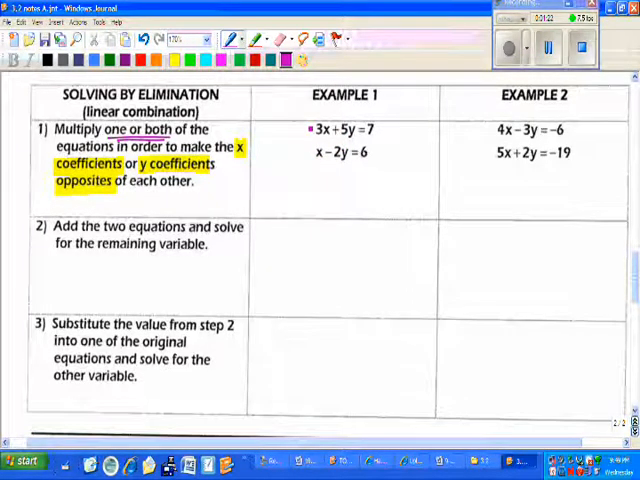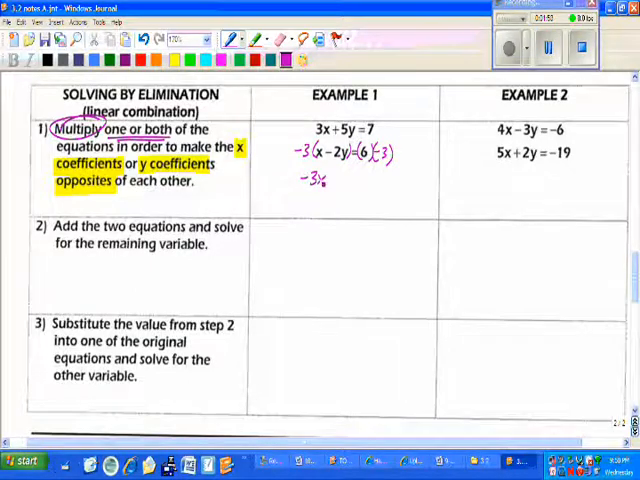So just like the examples from earlier, we want to look for that variable that's all by itself, if there is one. So in this case, this 1x, that's the easiest one to change. Just like it was the easiest one to solve for, here it's the easiest one to change to make the opposite of the other. So this is a 3x. We want this to be the opposite of that. We want it to be a negative 3x. To do that, we multiply by negative 3. So we're going to multiply both sides of this equation by negative 3.